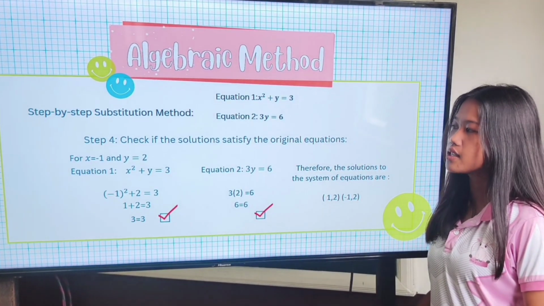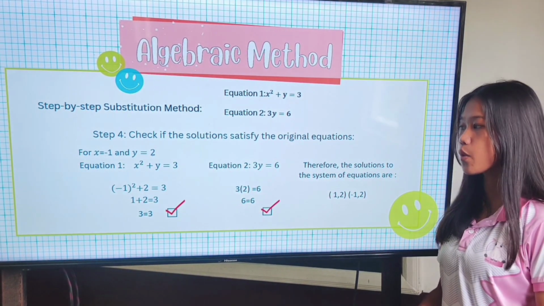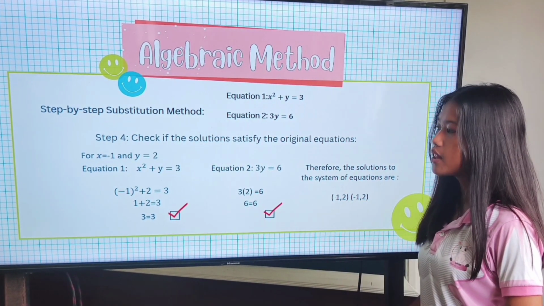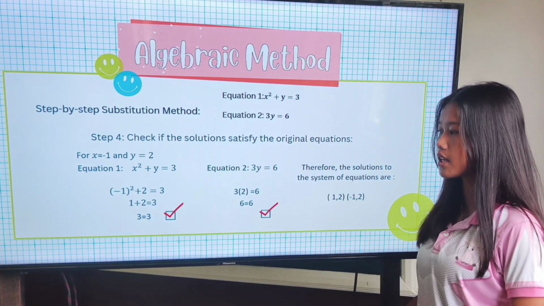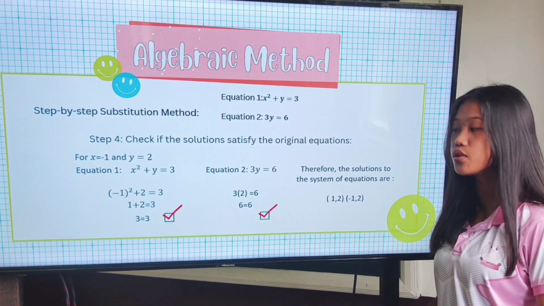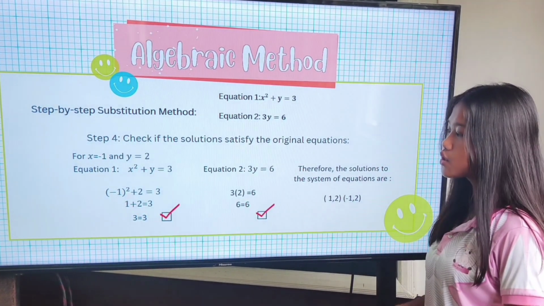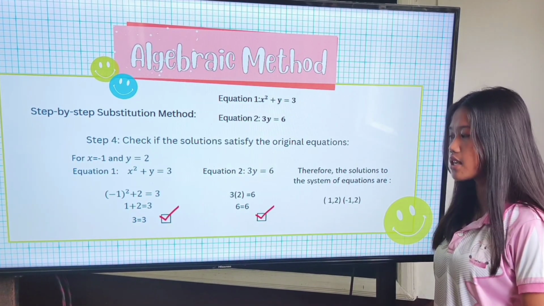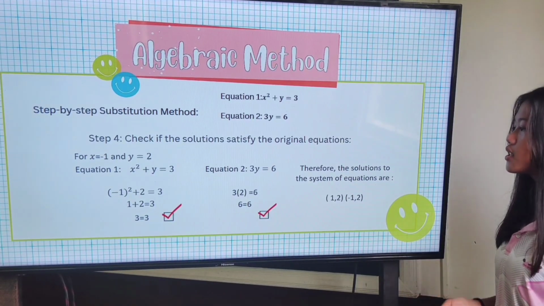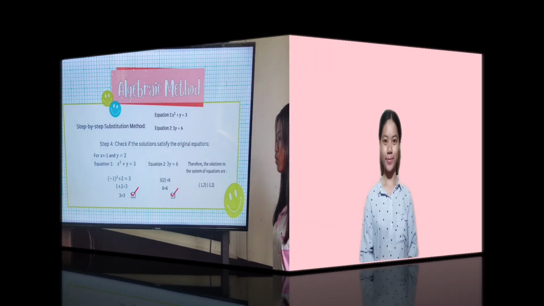For x equals negative 1 and y equals 2. Equation 1, x squared plus y equals 3. We substitute x equals negative 1. Negative 1 squared plus 2 equals 3. 1 plus 2 equals 3, and 3 equals 3. Therefore, our solution is correct. Equation 2, 3y equals 6. Our y is 2, and 3 times 2 equals 6. 6 equals 6. Therefore, our solution is correct. Therefore, the solutions to the system of equations are (1, 2) and (negative 1, 2).